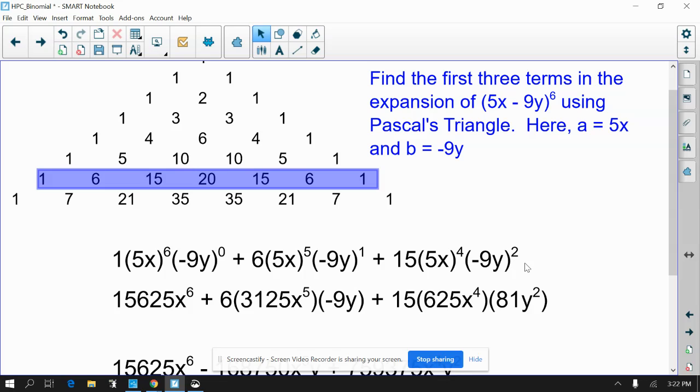And also, if you're really a keen observer, you'll notice that these two exponents, 4 and 2, 5 and 1, 6 and 0, will always add up to this exponent right here. That was also true in the last two examples, and that's true for all of these.